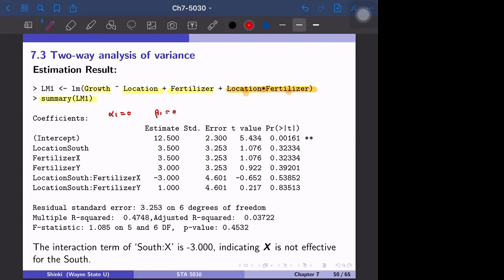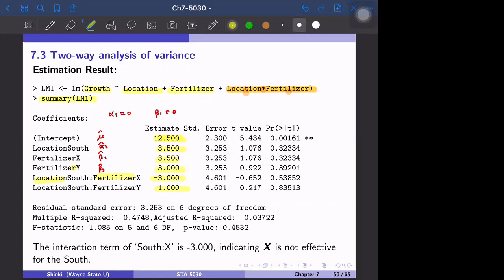So at first we have basically the intercept mu and the alpha 2 hat, beta 2 hat and the beta 3 hat. So these are the estimates. The baseline is 12.5: if no fertilizer and the north exposure, then 12.5. If the location is south, 3.5 additional. And if fertilizer X, 3.5 additional growth. Fertilizer Y, 3 additional. But if we combine location south and fertilizer X, we subtract 3 because X only works for north. And if south and Y, we add 1. So fertilizer Y actually works better for south.